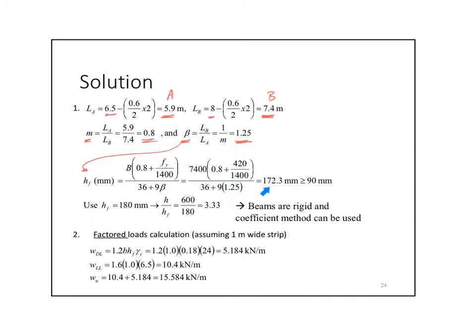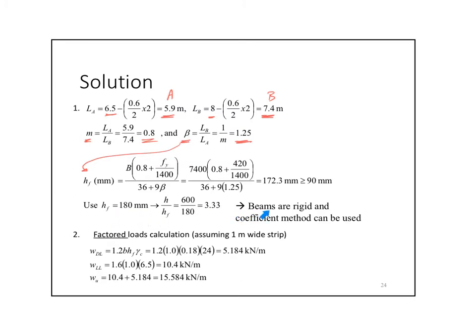That gives 172.3. As long as it's bigger than 90 millimeters, we're good. We're going to take this number and then we round it. How do we round it? We round it up to the nearest 2 centimeters, so that gives 18 centimeters or 180 millimeters.